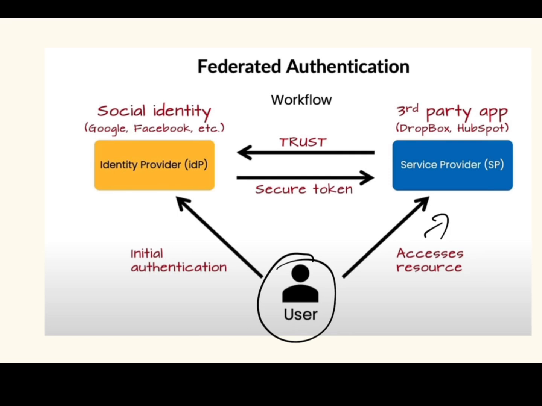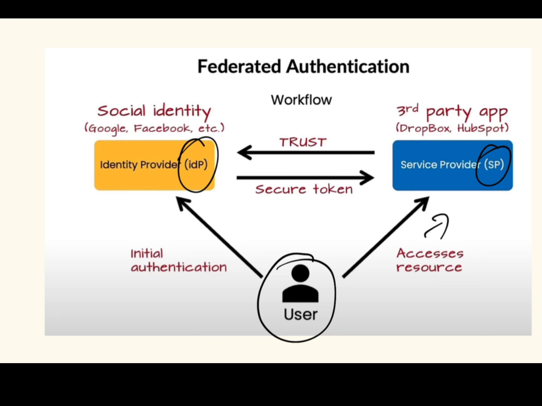So this is the service provider and this is the identity provider. The service provider, in this example, is a third party app like Dropbox, HubSpot, Zoom, right? So this is the actual app or service the user wants to use. So this particular user is trying to access these apps, and it does not authenticate the user directly but trusts the IDP.